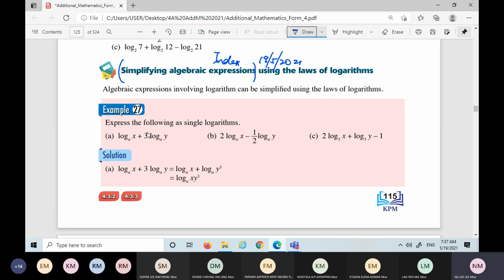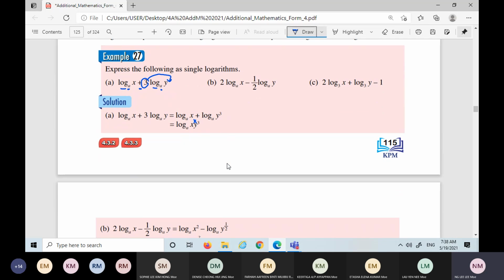First of all, I'm going to drag this 3 up, become the power. Then log and log, same base, so I'm going to combine it. This one plus, when I combine it to become a single log, it will become times. So first step, move up the power, so this one will become y to power 3. Then plus will become times, making it a single log. So it's x times y to power 3. So A is very simple.